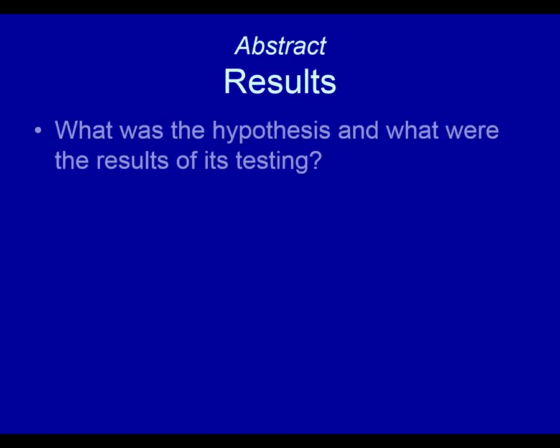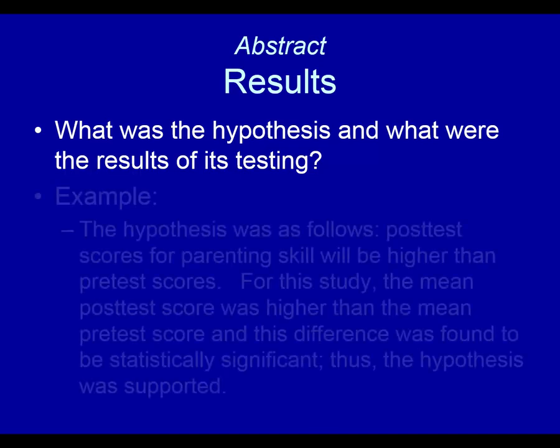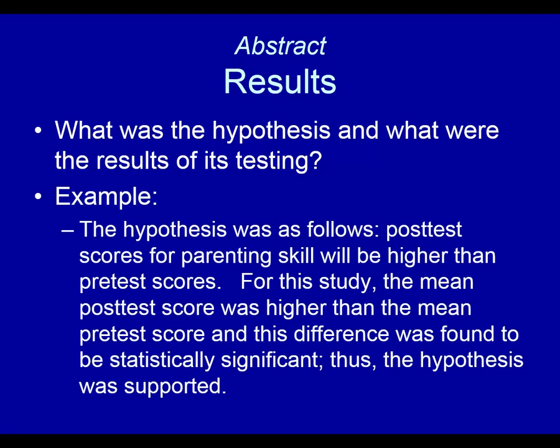How about the results? Well, what was the hypothesis and what were the results? These are pieces of information that should be in the abstract for an evaluation study. Here's an example. The hypothesis was as follows. Post-test scores for parenting skill will be higher than pre-test scores. For this study, the mean post-test score was higher than the mean pre-test score, and this difference was found to be statistically significant. Thus, the hypothesis was supported.